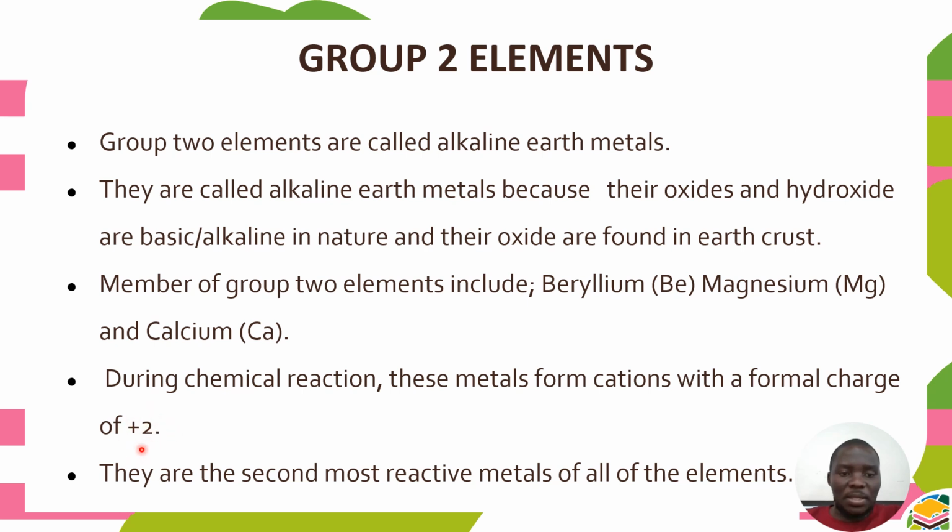What comes to your mind when we're talking about the charge of positive 2? Usually you can simplify that by saying that during chemical reaction, they are going to lose their valence electrons. They are coming from group number 2. It means in their outermost energy level, they have 2 electrons. So during chemical reaction, they will always lose those 2 electrons and have a positive 2.